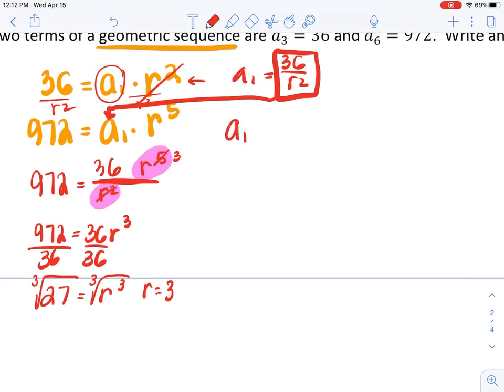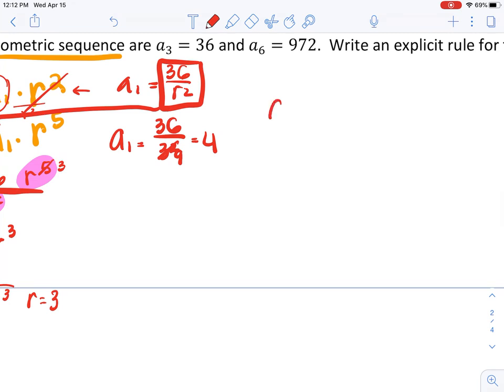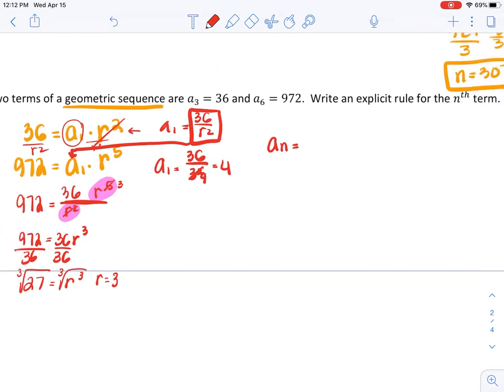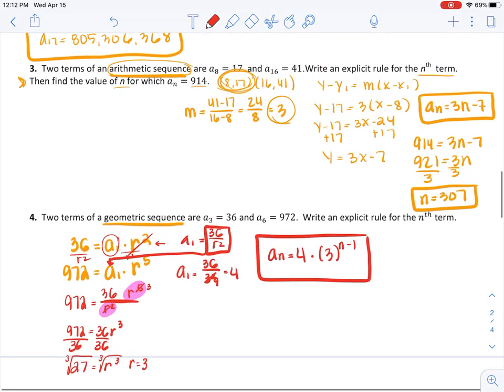Now I can find a sub 1. I'm going to do 36 divided by r, which is 3 squared. That's 9. 36 divided by 9 is 4. So now I can write my rule. a sub n is equal to a sub 1, which is 4, times r, which is 3, to the n minus 1 power. That's it for today.